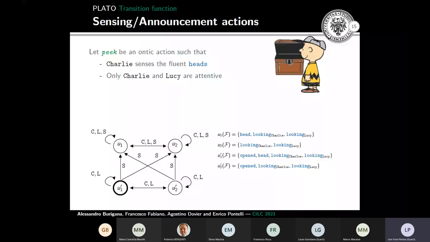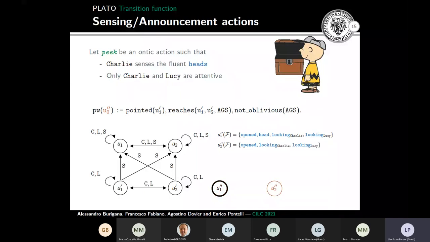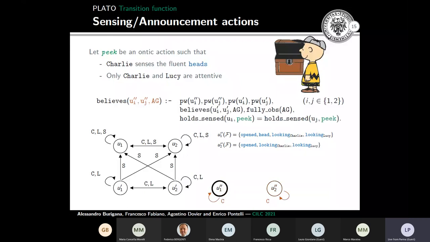So first of all, we have to update U1 prime. And this is the new pointed world. Okay, this is going to be the perspective of Charlie. This instead is the perspective of Lucy. And now we have to look at the beliefs. So first of all, it's easy to imagine why we have this self-loop here with Charlie. So Charlie basically knows that the coin lies heads up. But why do we need also this one?